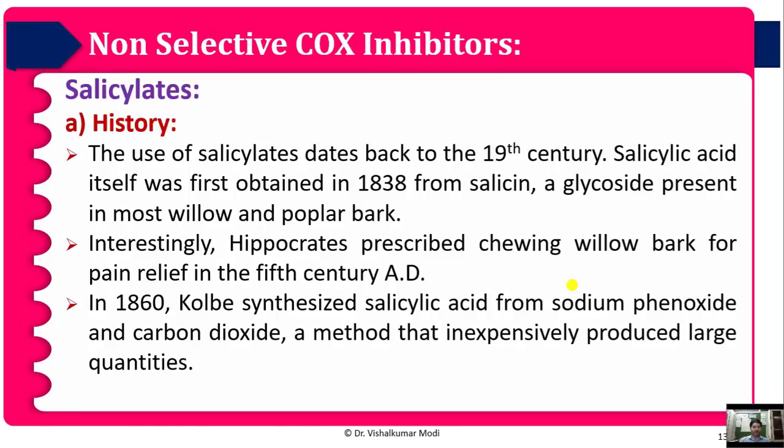Non-selective COX inhibitors: from this class, the first agents are salicylates. History of salicylates. The use of salicylate dates back to the 19th century. Salicylic acid itself was first obtained in 1838 from salicin, a glycoside present in most willow and poplar bark. Interestingly, Hippocrates prescribed chewing willow bark for pain relief in the 5th century. In 1860, Kolbe synthesized salicylic acid from sodium phenoxide and carbon dioxide, a method that inexpensively produced large quantities.